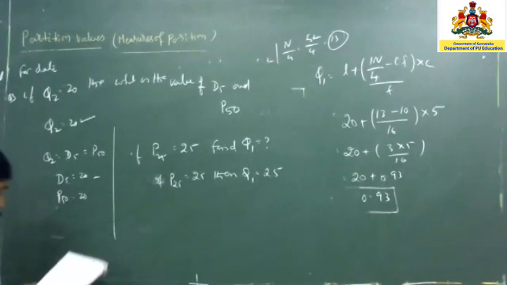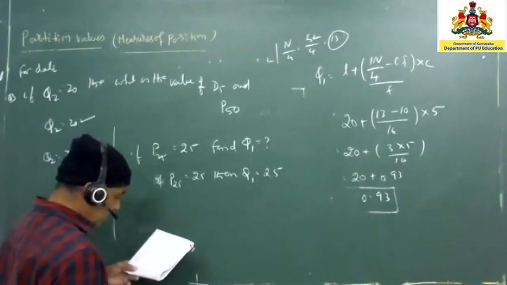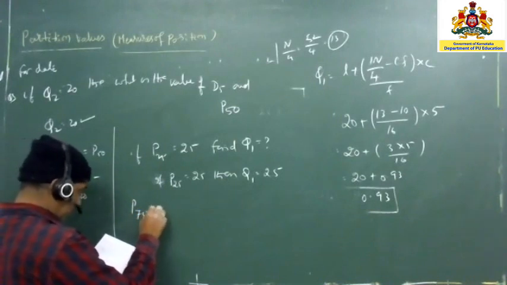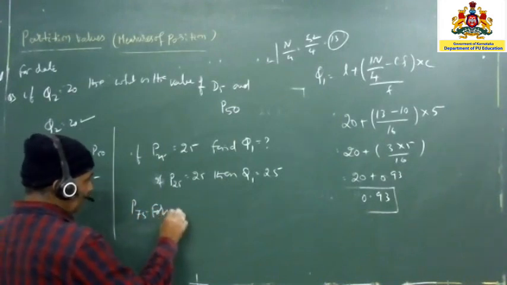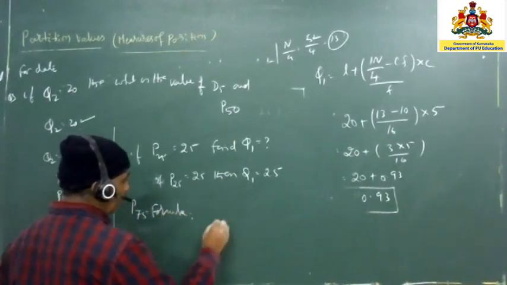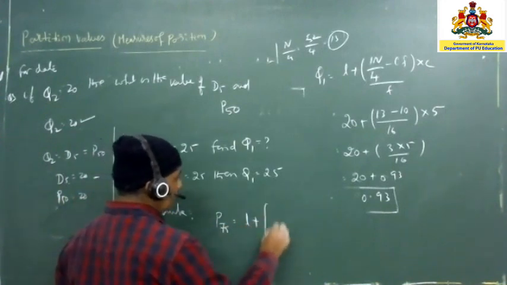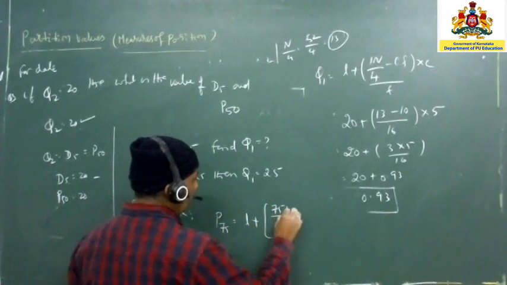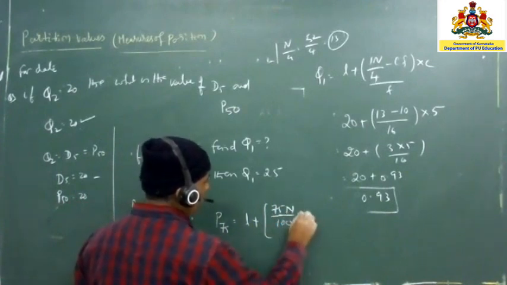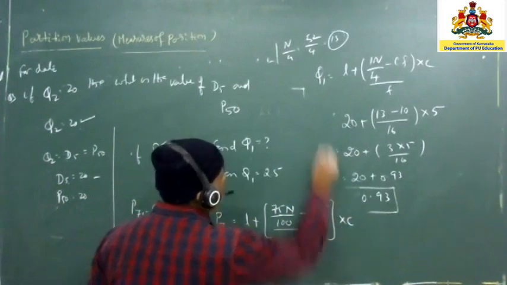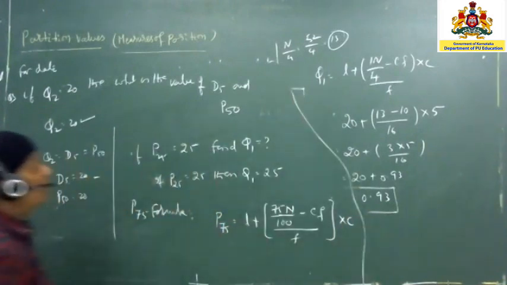One more thing is also given: for a continuous data, write the formula. They asked the p75 formula. p75 is equal to l plus, 75n divided by 100 minus cf, whole divided by f, into c. All these things are asked here in the partition.